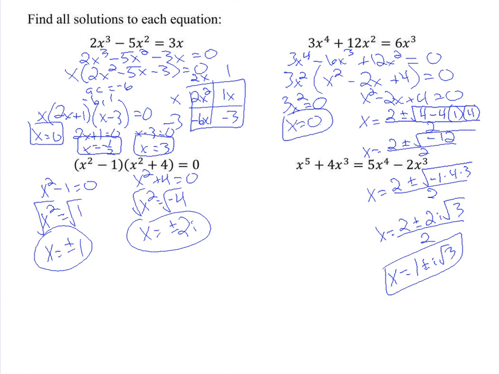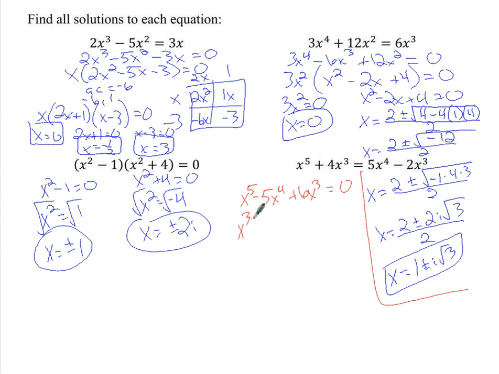So let me change colors here just so I don't get confused. I'm going to write x to the 5th minus 5x to the 4th plus 6x to the 3rd. Those were like terms there, equals 0. Now what? GCF is x to the 3rd. And it's worth noting that you're going to have 5 solutions here.